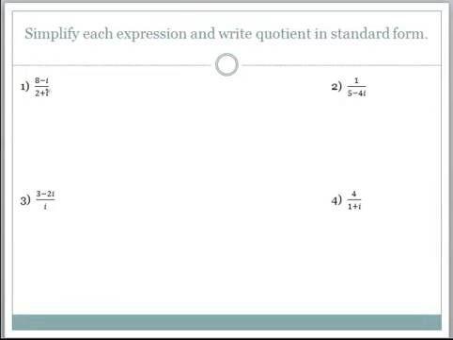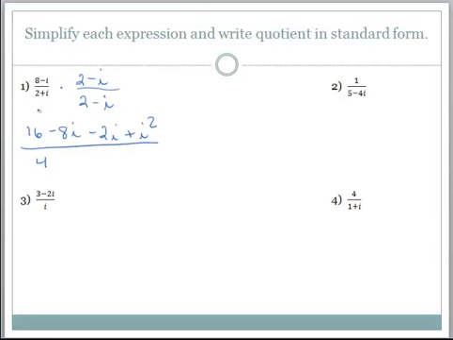This first one, we need to get this i out of the denominator. We multiply by 1, but since there are two terms, we use the conjugate of the denominator. So multiply 8 times 2, 8 times negative i, times 2, and negative i times negative i. In the denominator, 2 times 2, 2 times negative i, times 2, and i times negative i.